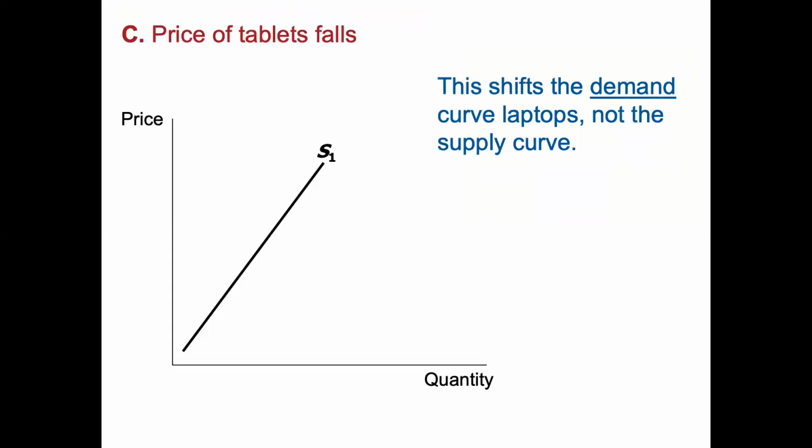C, what happens to the supply of laptops if the price of tablets falls? Can you guess? This is a tricky question. Tablets are substitutes for laptops, and substitutes is a demand curve shifter, not a supply curve shifter. So it will shift the demand curve, not the supply curve. The supply curve will remain unchanged.